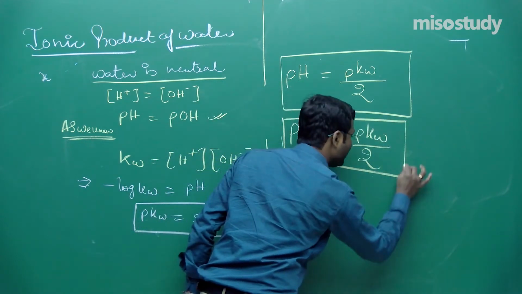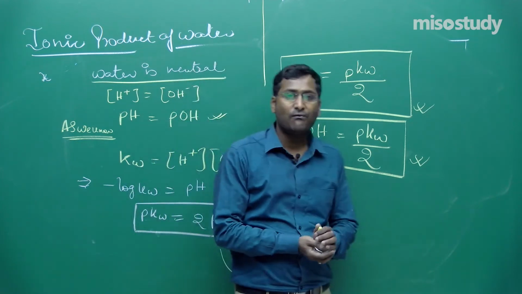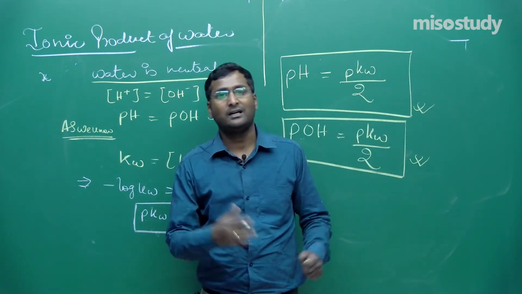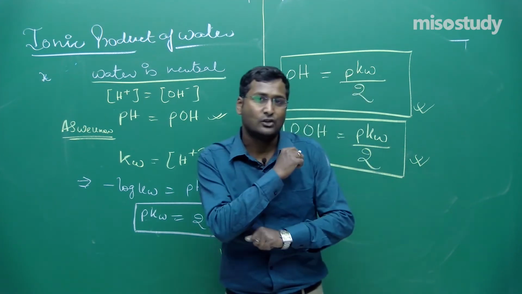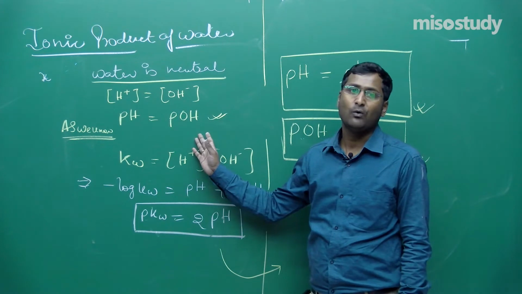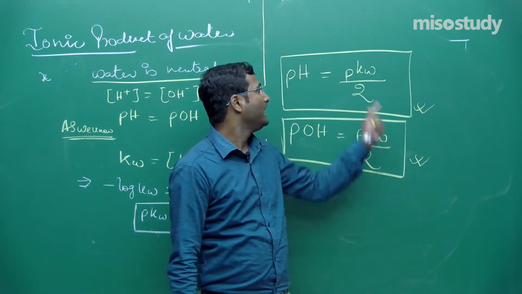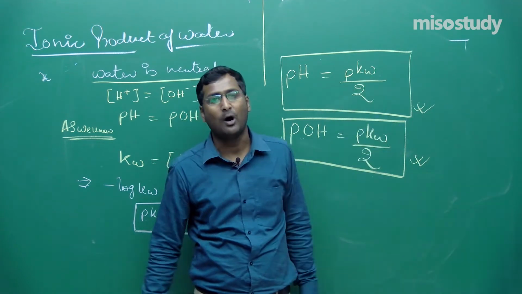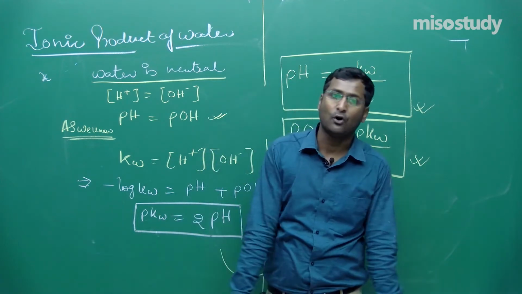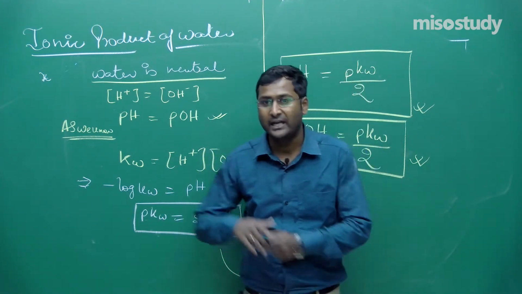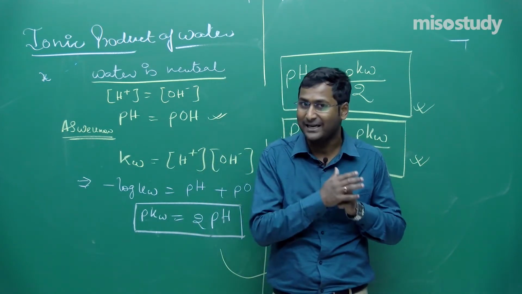If water is neutral. Sometimes water may be acidic or may be basic. So if water is neutral, then the concentration of H plus ion and concentration of OH minus ion is equal. So in this case, pH is equal to pOH. So we can write that pH is equal to pKw upon 2 and pOH is equal to pKw upon 2. I hope you all are getting the point.